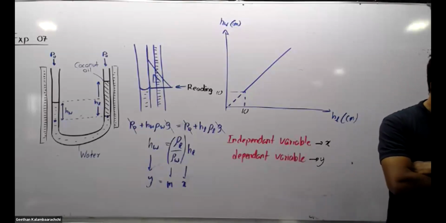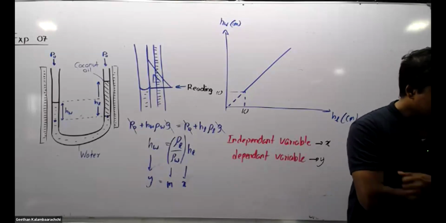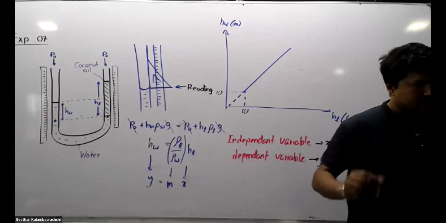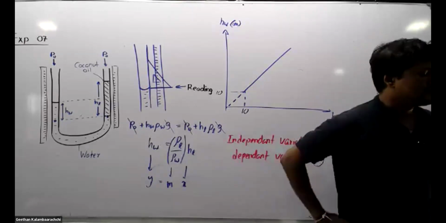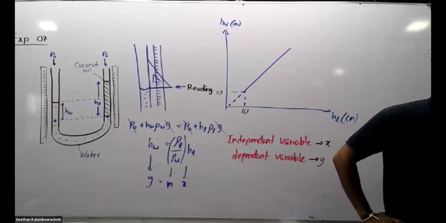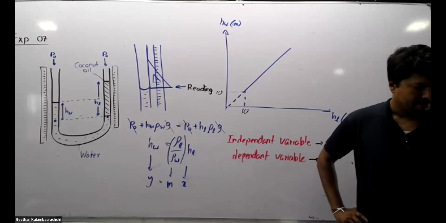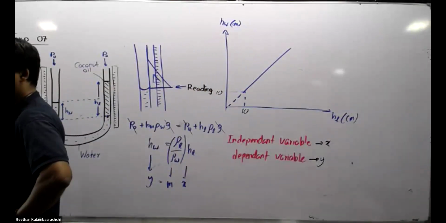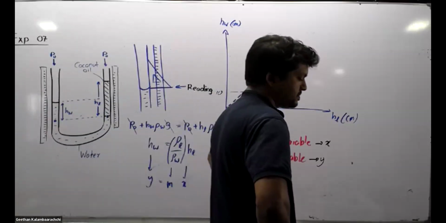Next, the liquid with lesser density is added to the U-tube in order to get variable heights.